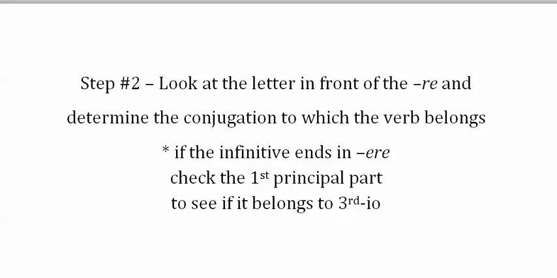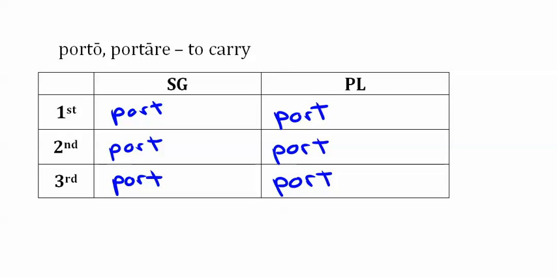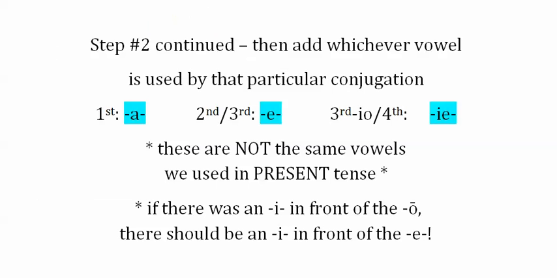The next thing we need to do is to look at that letter that was in front of the RE in the infinitive to figure out which conjugation this verb belongs to. Because we have this A in front of our RE, that tells us that this verb is first conjugation. And that's going to be important to forming the imperfect tense correctly.